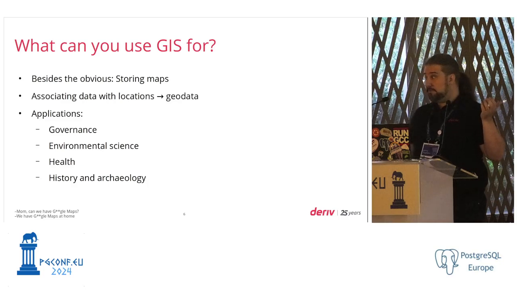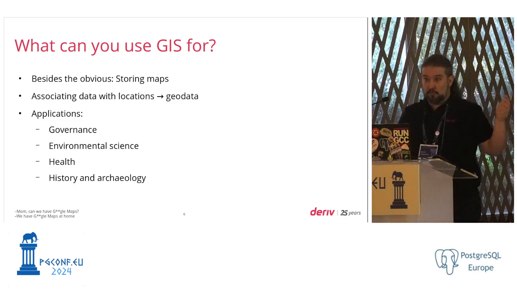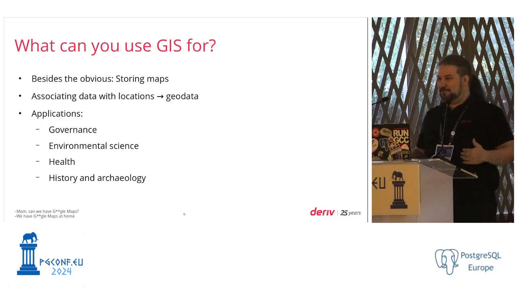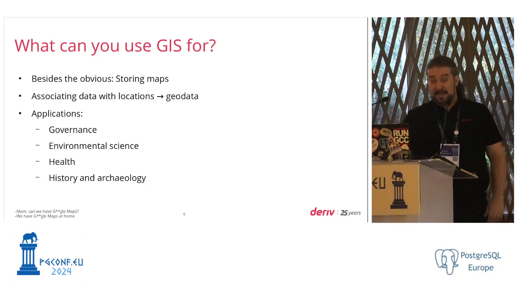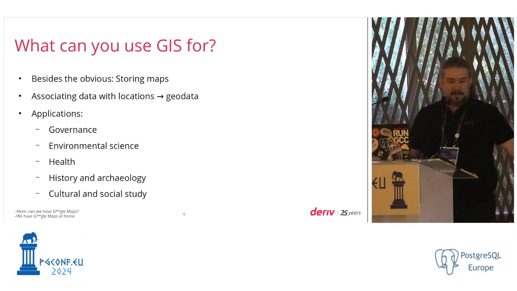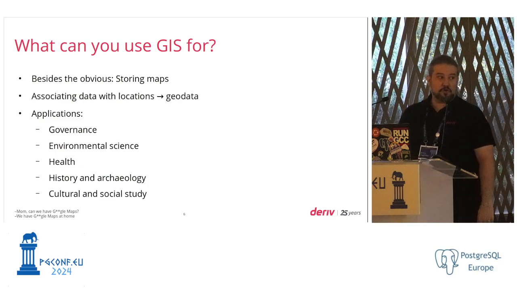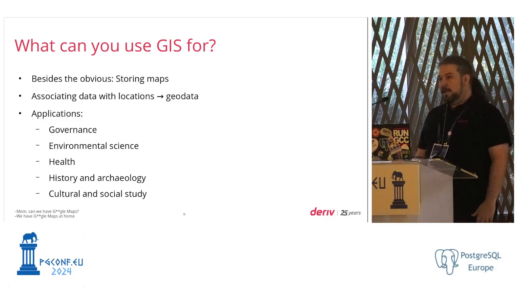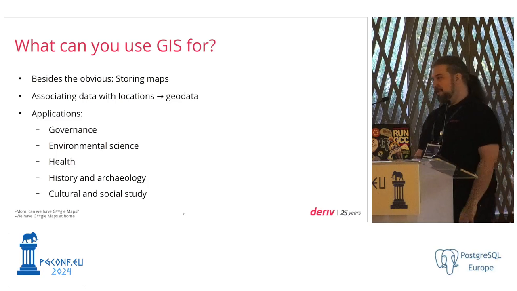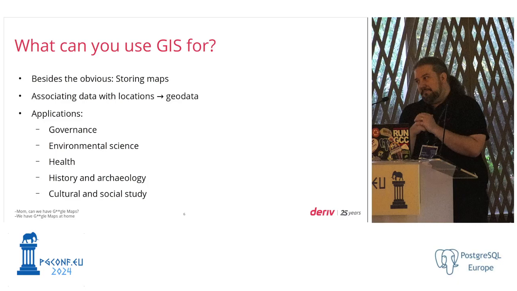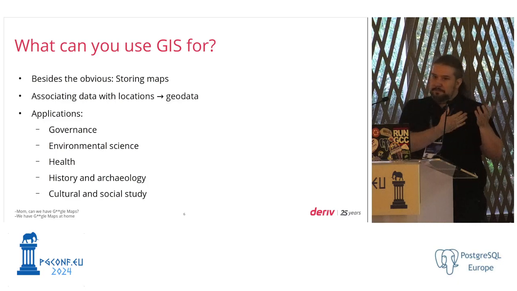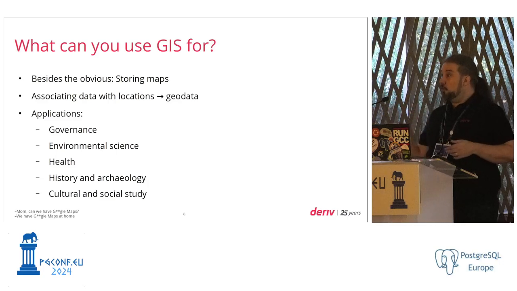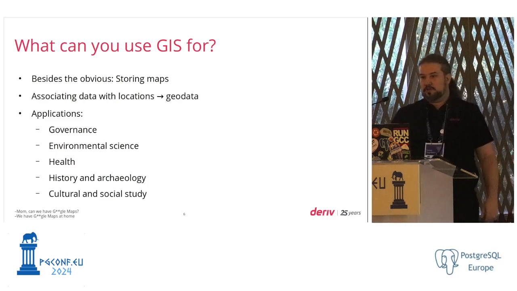History and archaeology, you're in Athens. You will find geodata in every museum that has ancient stuff in it. And also cultural and social study. Now that we're all together and it's one big globe, it is a way to preserve and record differences in culture, you know, local dialects, music, etc.